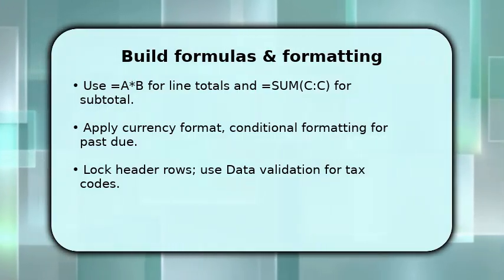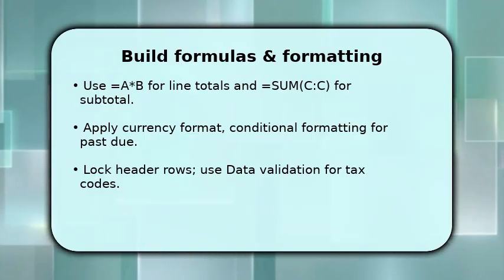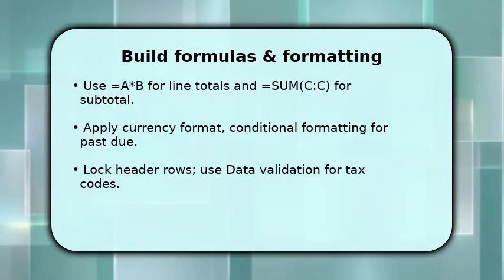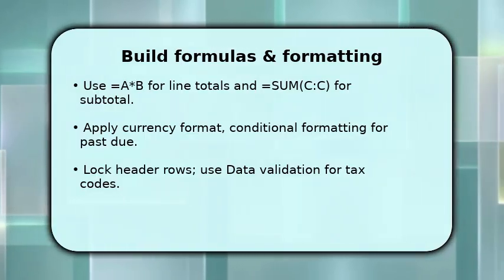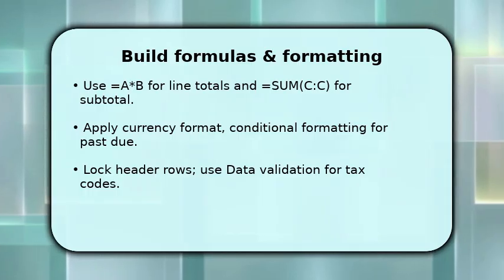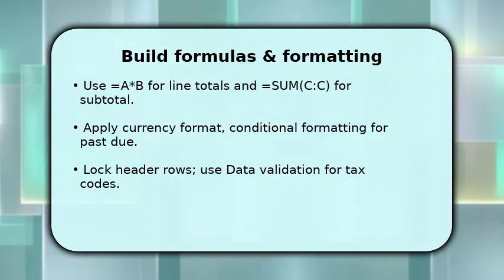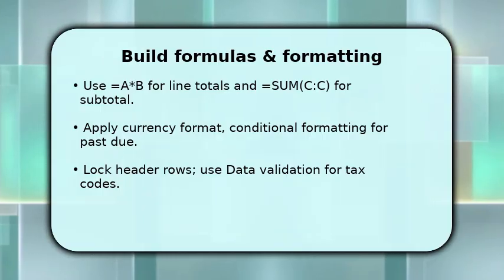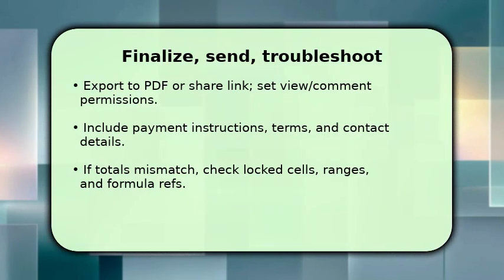Use data validation dropdowns for tax codes or item lists and conditional formatting to highlight overdue invoices. Finally, protect cells with formulas to prevent accidental edits. Finish by reviewing totals and recipient details, then export the invoice as PDF or share a view-only link.